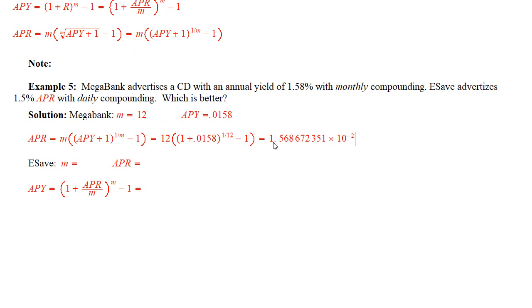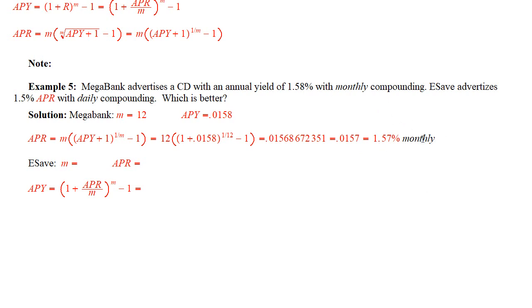And so let's see, we got 0.01568. 0.015686. So if we keep the same number of decimal places, this would be 0.0157, 1.57% APR. And that's with monthly compounding.